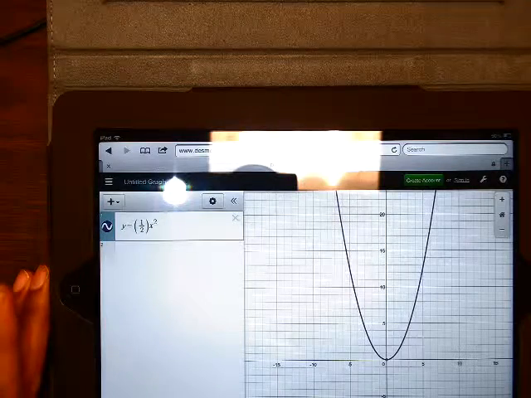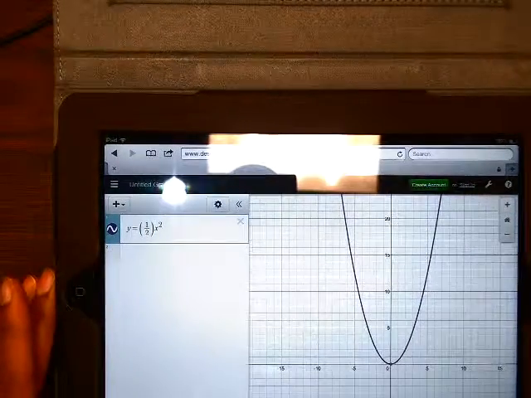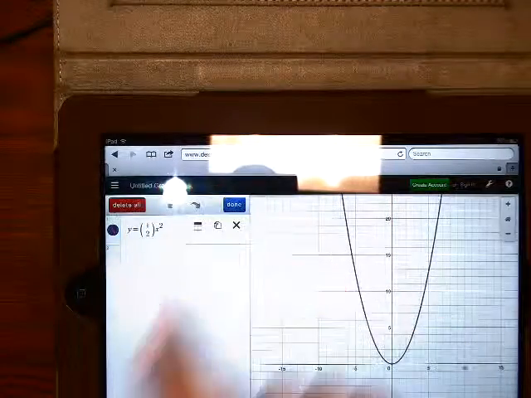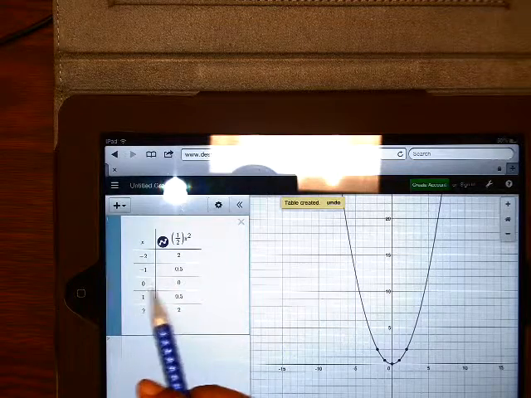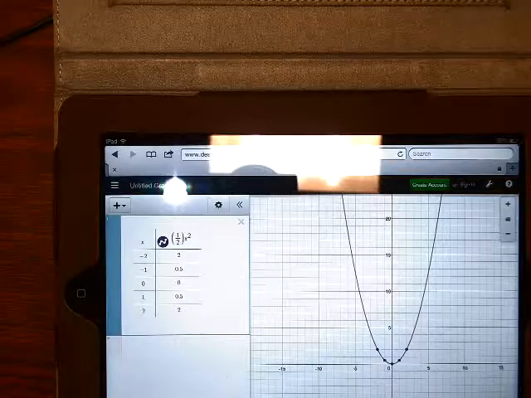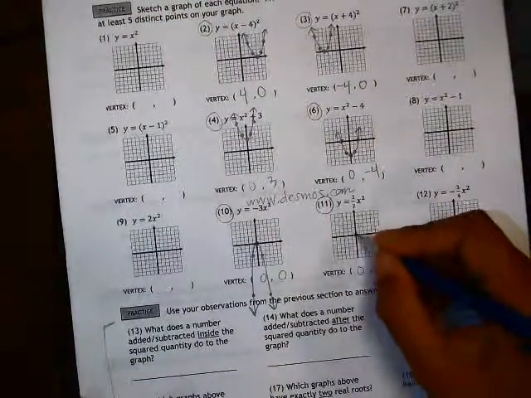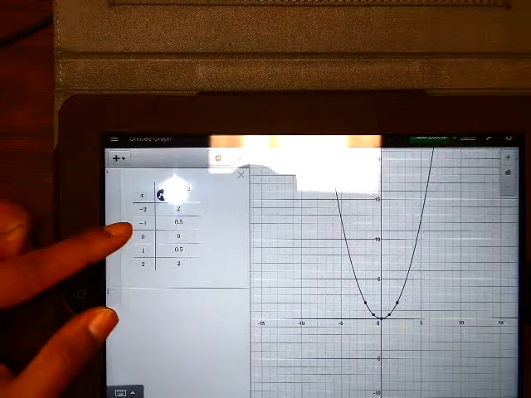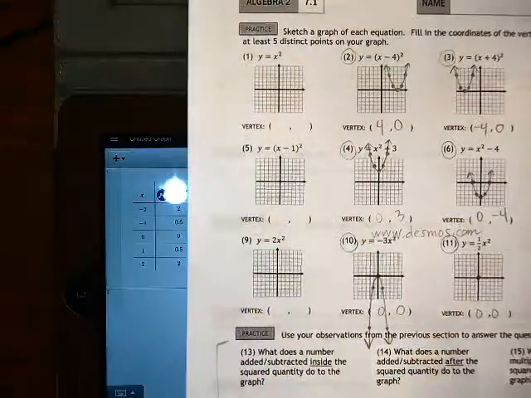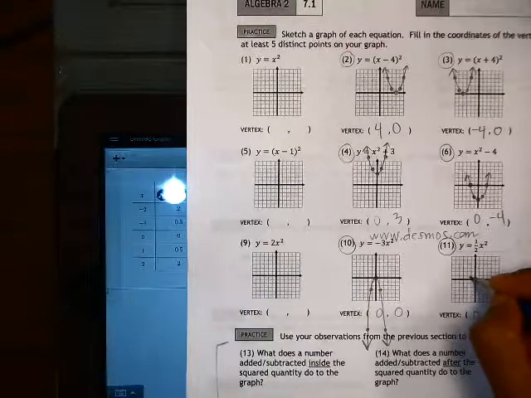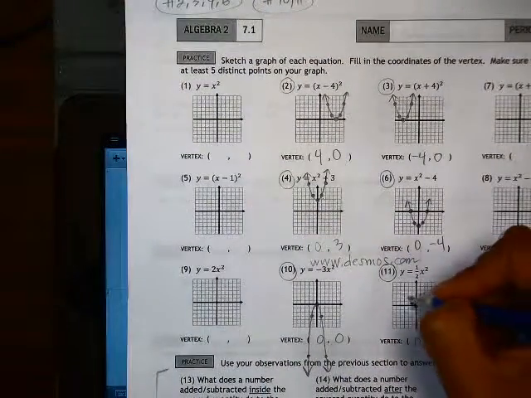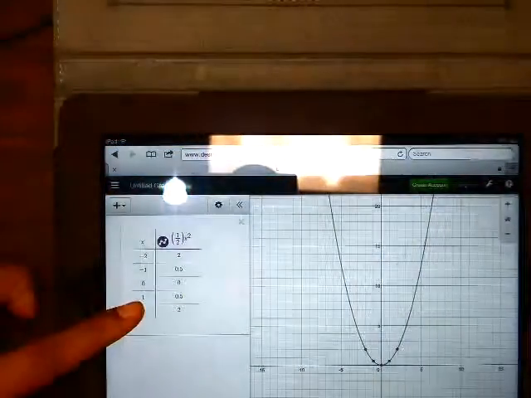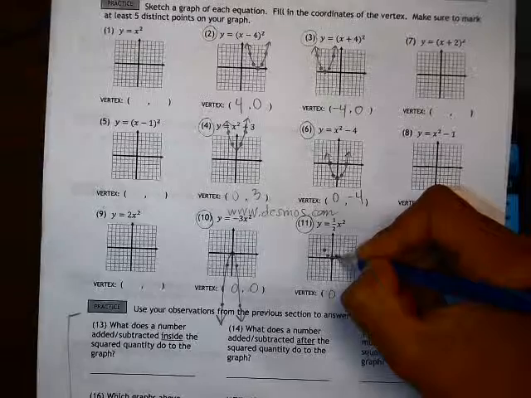And again, to look at the table of values, we're going to click this button here and then the icon for the table. And we can see here that the vertex is at 0, 0. So I'm going to write that down and plot it. And my other points, I have a point at negative 1, positive 1/2. I have a point at negative 2, 2. And then the other 2 points I can plot are at 1, 1/2, and 2, 2.